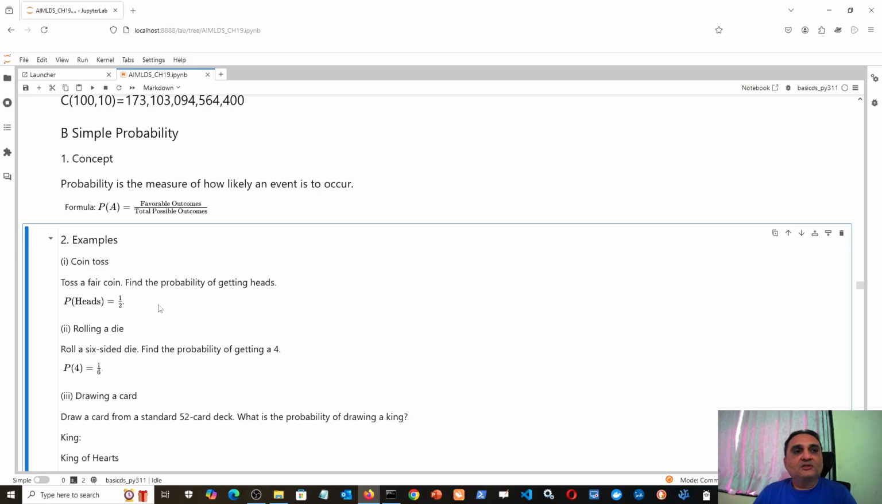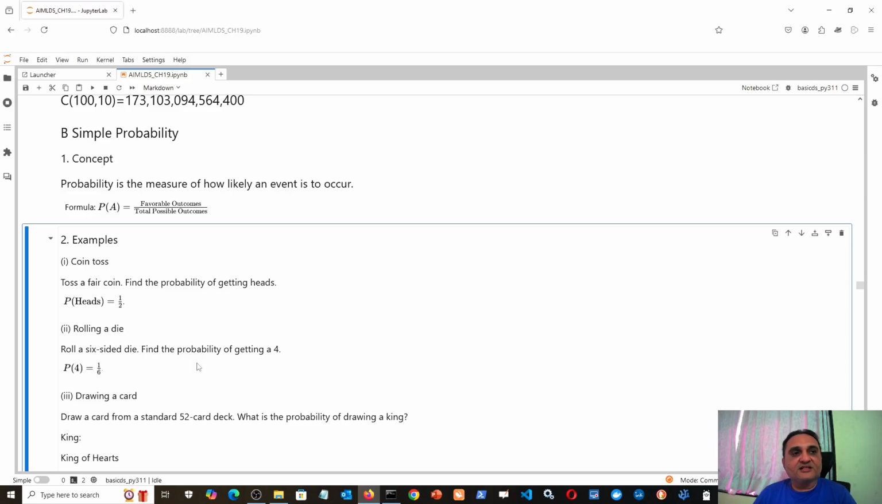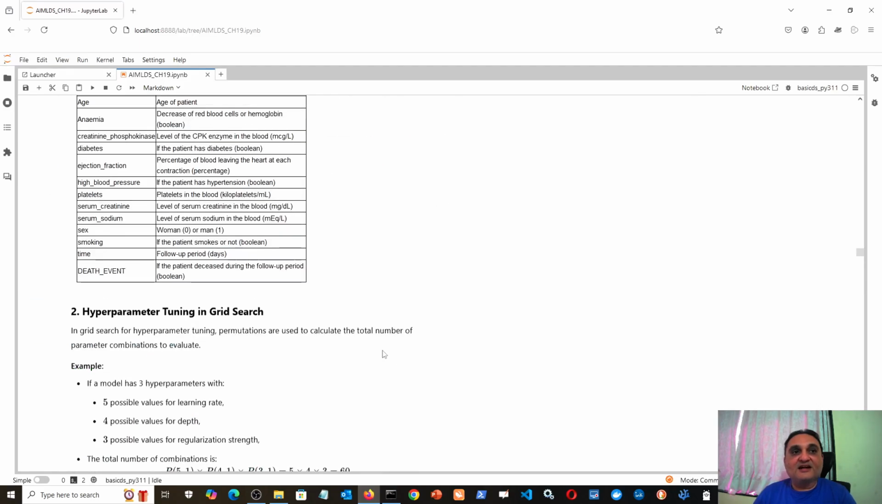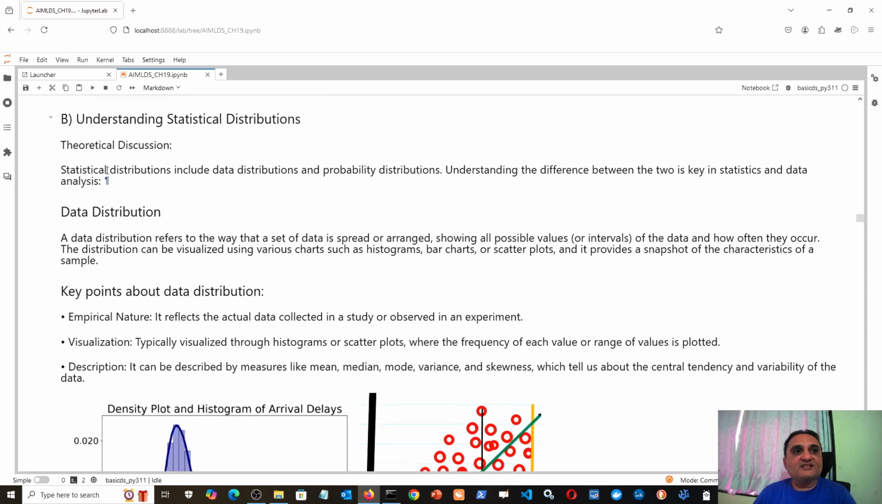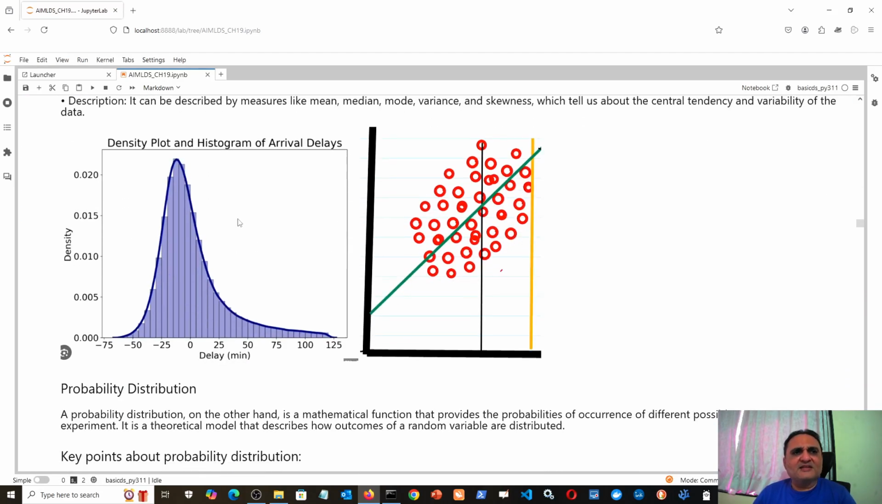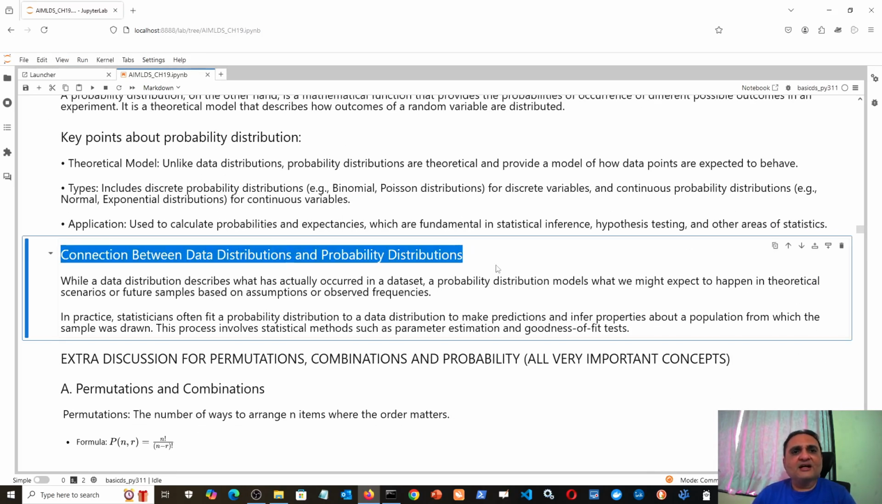Okay, so last time we were doing permutations and combinations. That was lecture 8. Now this is lecture 9. We want to talk about probability. Actually, this whole discussion about permutation and combination and probability started because we had some discussion about statistical distribution, which includes data distribution and probability distribution. So we did a little bit of discussion on what the difference between the two is and how the two are connected with each other.